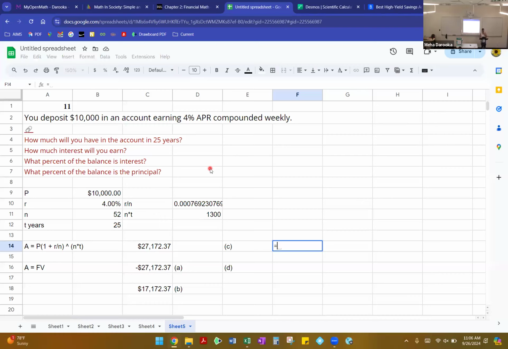63.19%. All right, you want to tell me what math you did for that? The interest divided by the balance times 1. Very good, yeah. Then multiply that by 100 to convert this guy into a percentage, or in spreadsheet, we're just formatting it. I guess I should mention that this guy is the interest here, so we know what we're looking at. Okay, part D is asking what percentage of the balance is the principal?